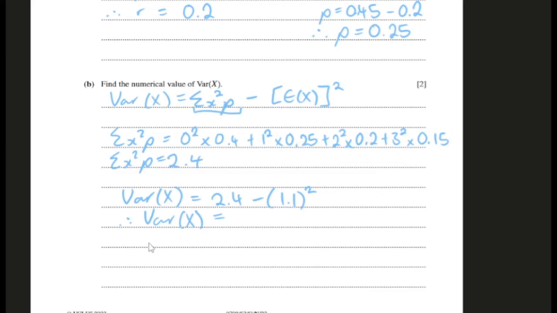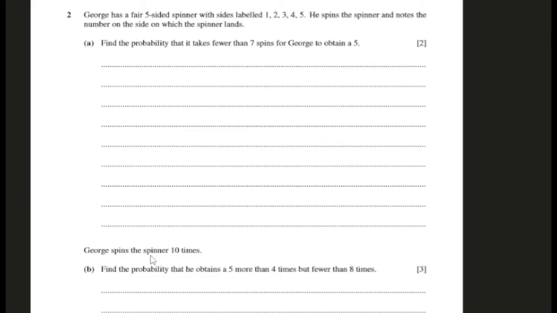Number 2. George has a fair 5-sided spinner with sides labeled 1, 2, 3, 4, 5. He spins the spinner and notes the number on the side on which the spinner lands. Find the probability that it takes fewer than 7 spins for George to obtain a 5. Okay, so let's define our variable here. X is the random variable: number of spins until a 5 is obtained.